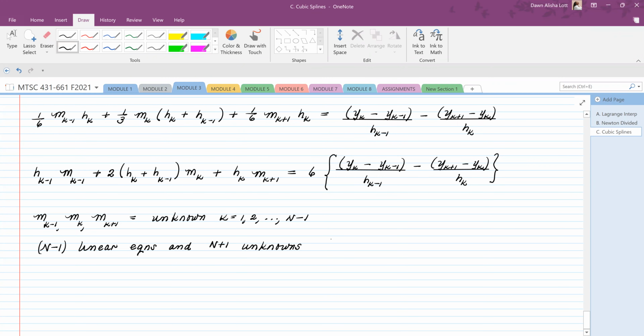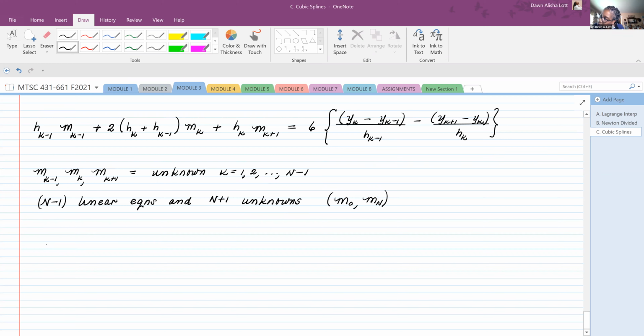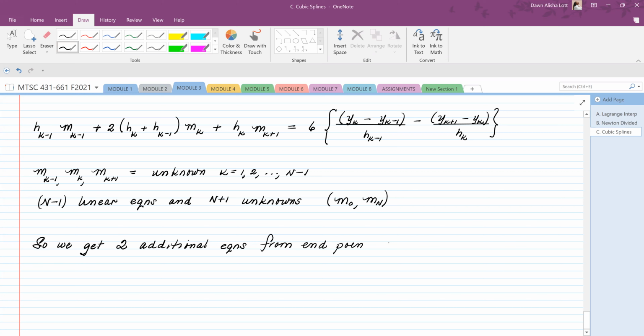So I have to figure out what to do about M naught and Mn. All right. So we get 2 additional equations from the endpoint constraints. And then we're set.